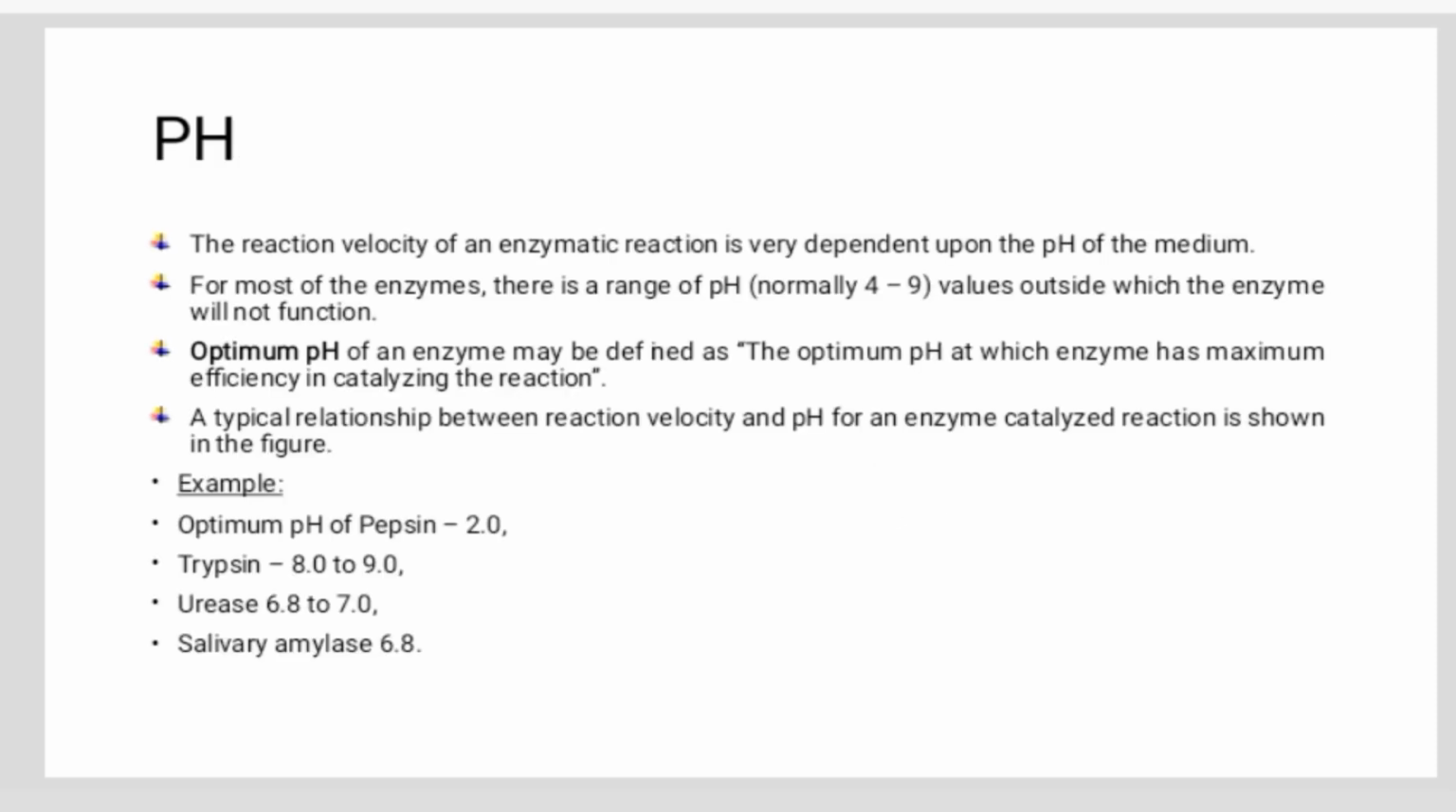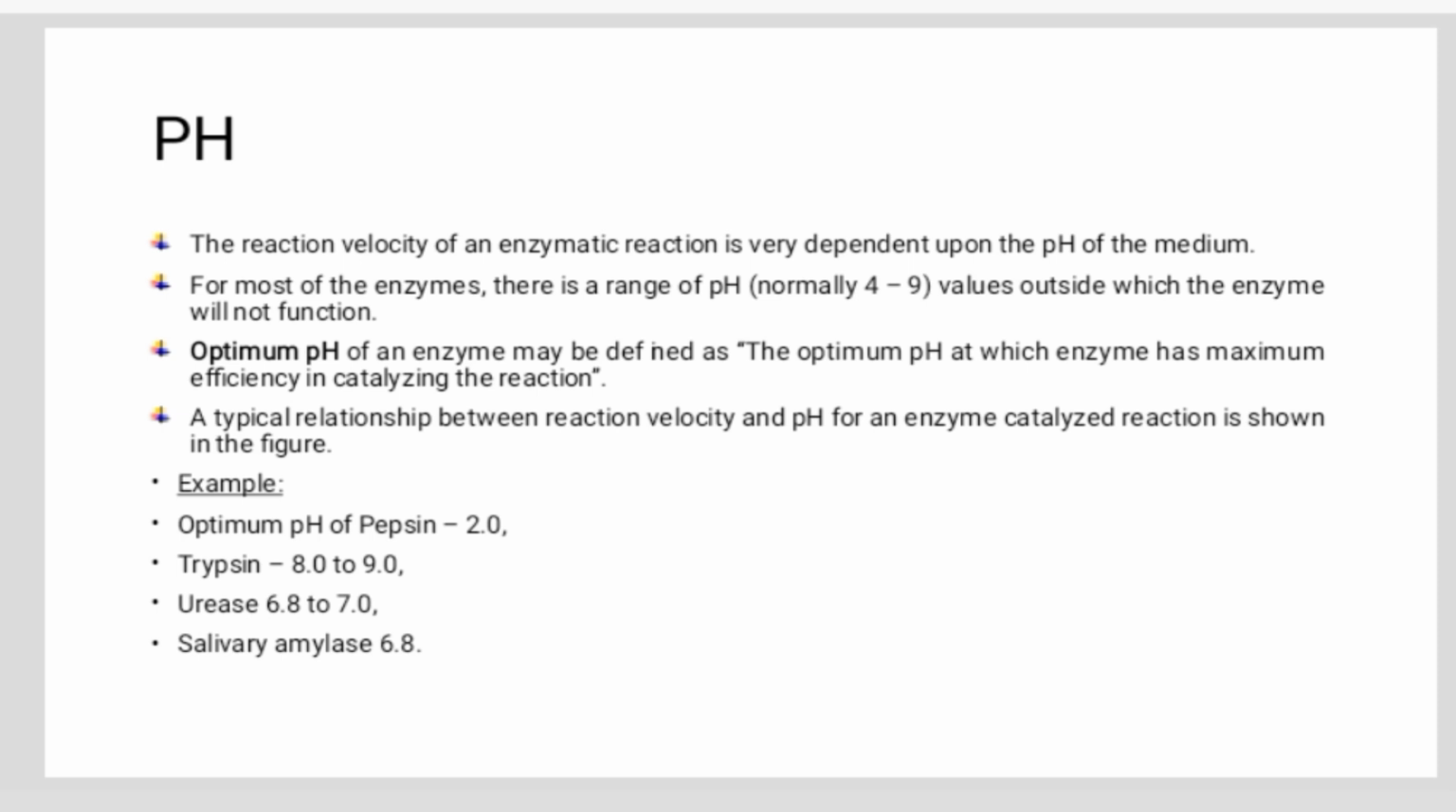pH. The reaction velocity of an enzymatic reaction is very dependent upon the pH of the medium. All molecules have some specific pH value. Based upon the pH, we determine whether it is acidic, basic, or neutral. Normally enzymes function within pH 4 to 9, outside of which the enzyme will not function. The optimum pH is the pH at which the enzyme has maximum efficiency in catalyzing the reaction.